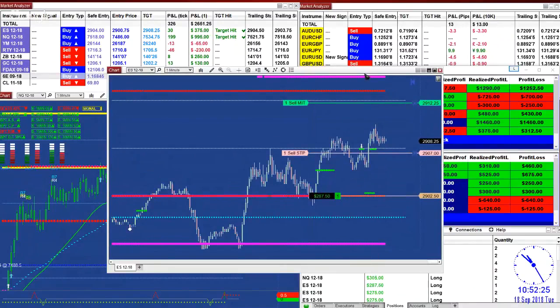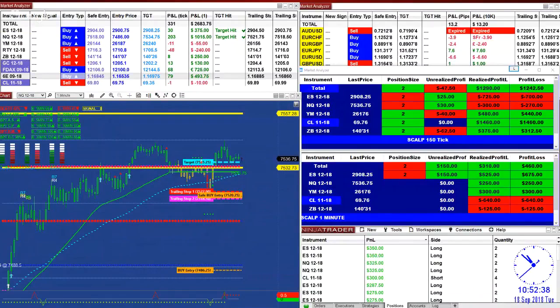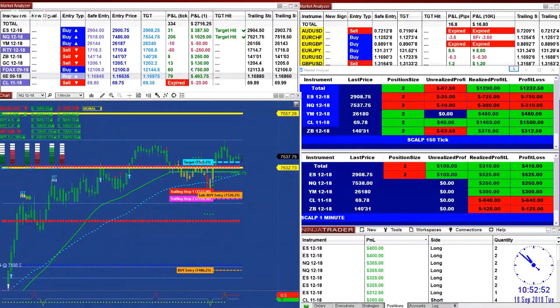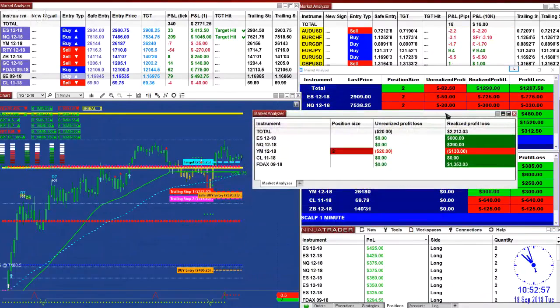So we'll see what will happen on that trade. I wanted to cover, seems like I lost everything here, for the traders who missed out on Monday. This is your B scalper.